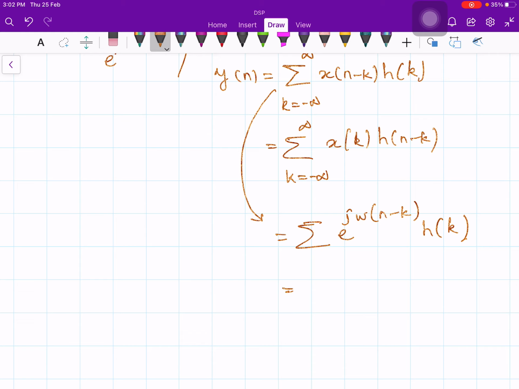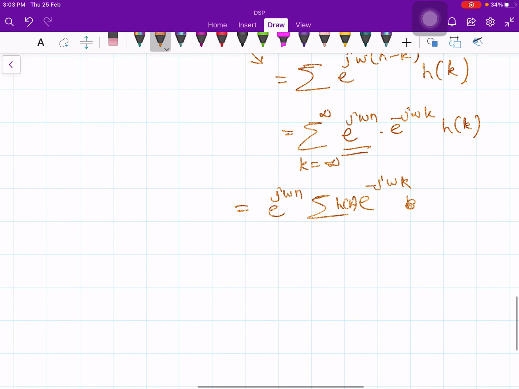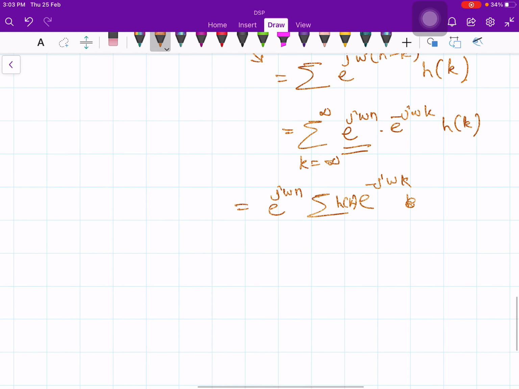Now, rearrange the summation. This is e to the j omega n, e to the minus j omega k, and h of k. This e to the j omega n is independent of the summation. Therefore, you can pull it out of the summation: e to the j omega n times the summation of e to the minus j omega k times h of k. Notice that this term is independent of n. On the left hand side you have y of n, with a time parameter n, and here also the time parameter n.